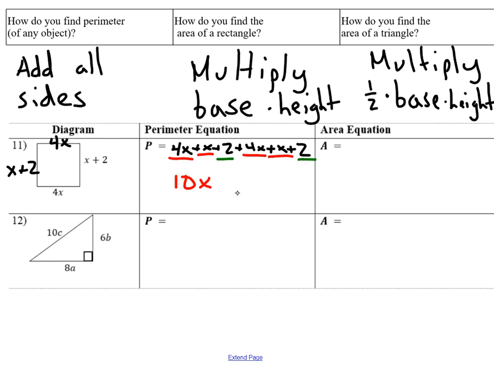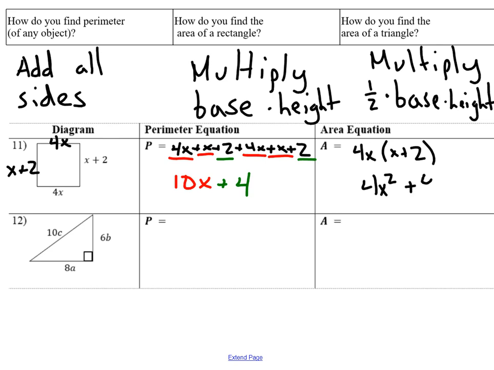The area is the base times the height. So I'm simply going to multiply my base, which is 4x, times my height, which is x plus 2. I can distribute that out, so 4x times x is going to be 4x squared. 4x times 2 is going to be 8x. That is how I get my area of that square.